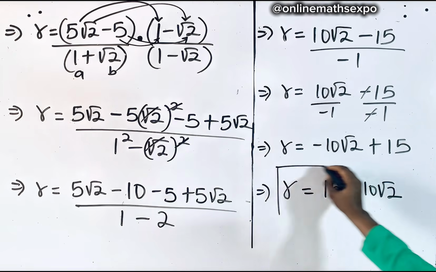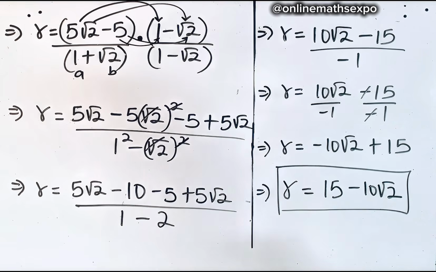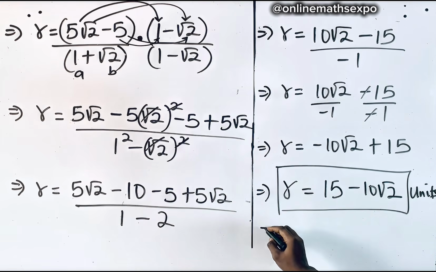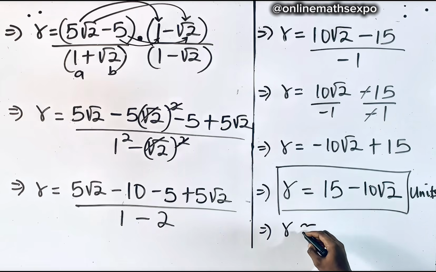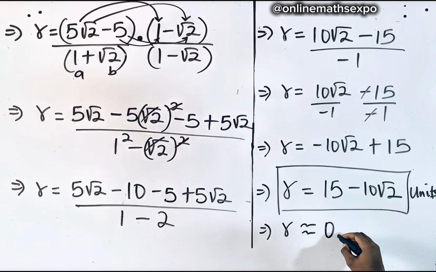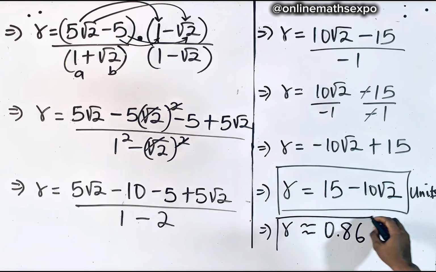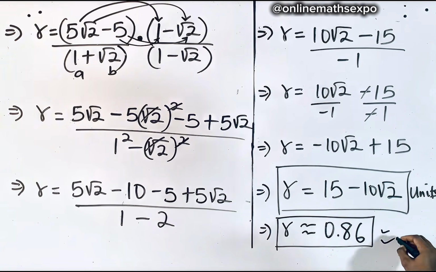So this gives us the radius of this circle, and it is in units. Then we can also leave it in decimal. Just key this in the calculator. We have it that r is approximately 0.86. So this is the value of our radius in decimal, and this is in short form.